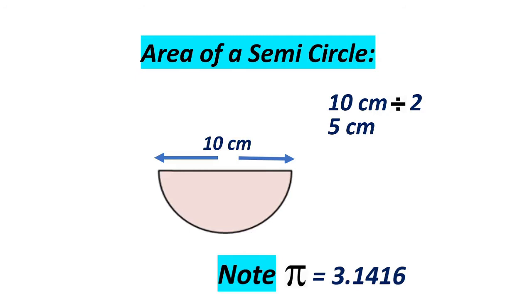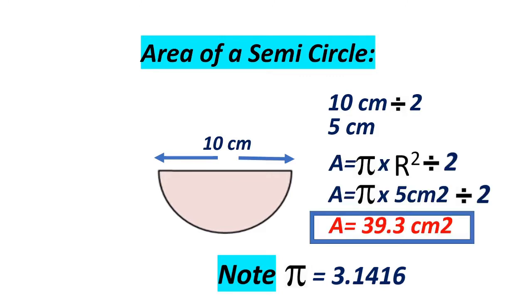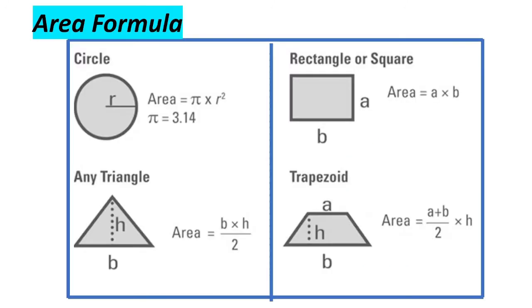Our next example is area of a semicircle. The diameter is 10 centimeters, divided by 2 equals 5 centimeters. By using the formula, A equals πr squared divided by 2. Area equals π times 5 centimeters squared divided by 2. Area equals 39.3 square centimeters. Please look here for your additional reference.